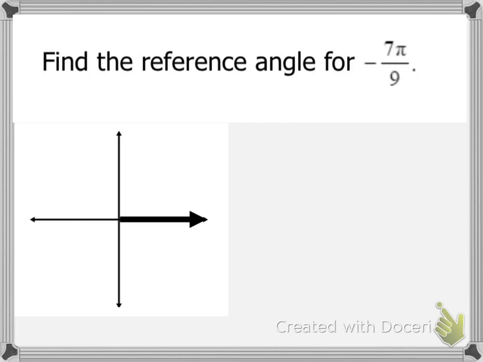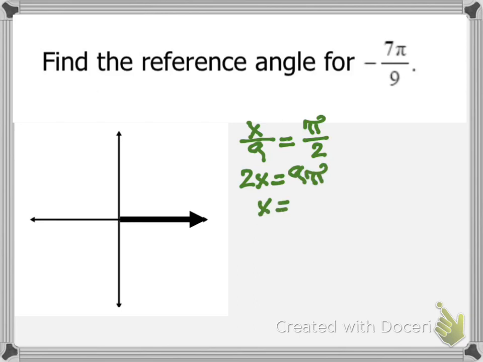Negative 7 pi over 9. So when we get to these that are the fractions, sometimes that's a little bit difficult. So what I want to do is figure out what over 9 would be pi over 2, because I know that every quadrant there gets us pi over 2, right? So if we solve this, we get 2x is 9 pi. So x is 4.5 pi.